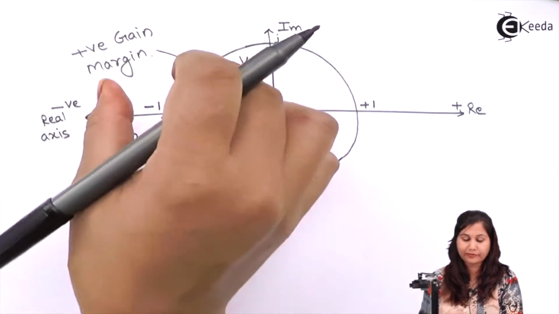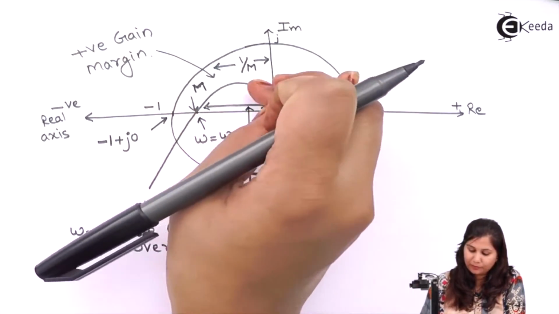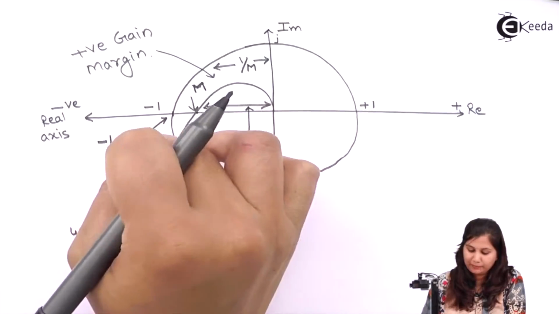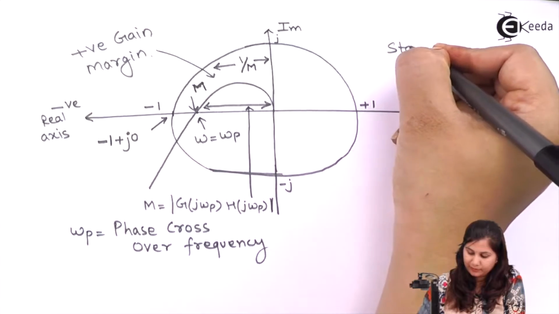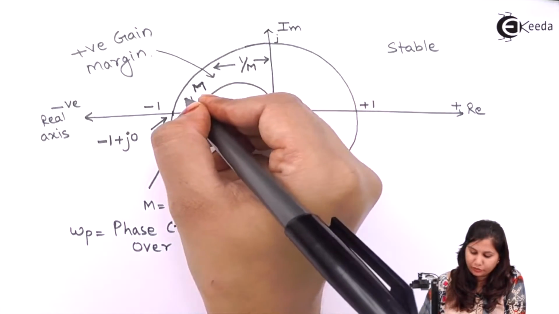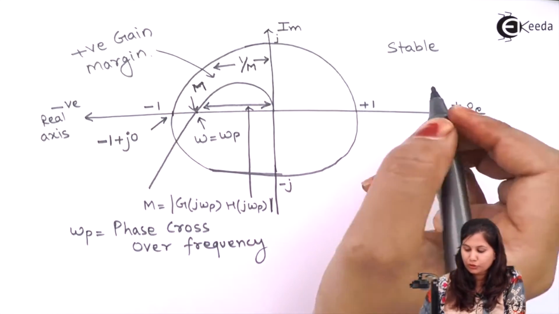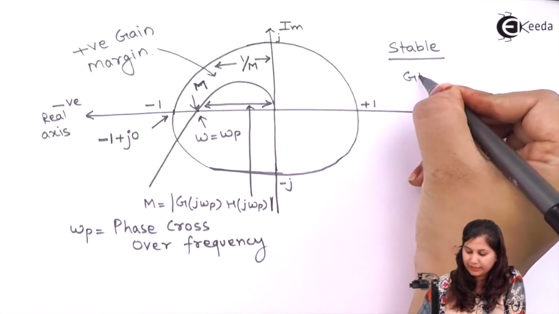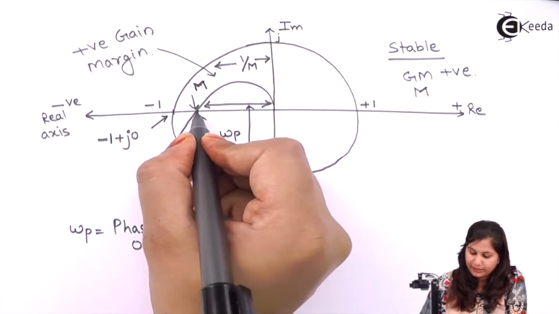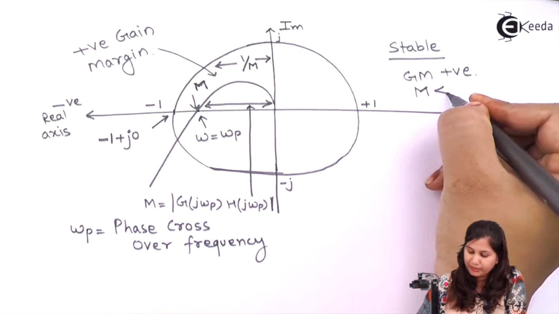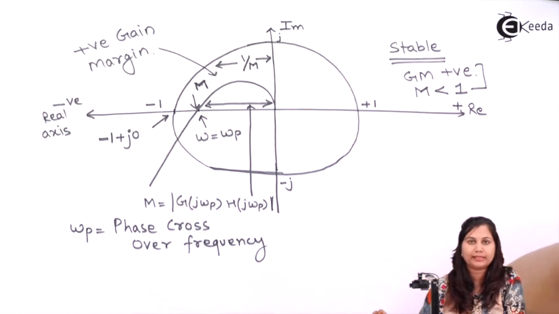Positive gain margin, because the system is stable as long as the polar plot is inside the minus 1 plus j0 point, or inside this unit circle. So this system is stable. If the polar plot crosses this minus 1 plus j0 point, then the system becomes unstable. So we can say that for a stable system, the gain margin should be positive and the magnitude M should be less than 1. If these two conditions are found, then the system is said to be stable.